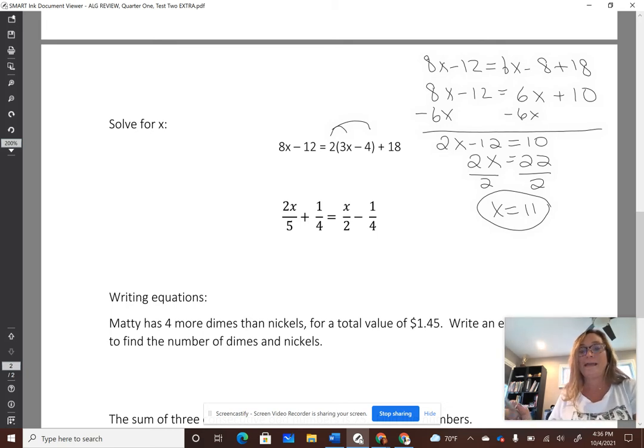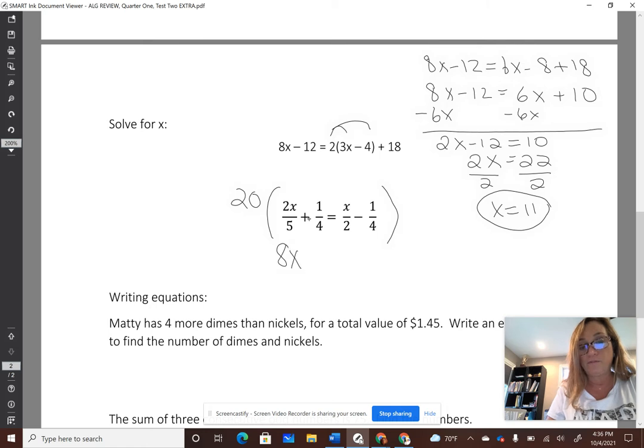Okay? All right, so here, I'm going to eliminate the fractions by multiplying by the whole number 20. I chose 20 because it's the lowest common multiple of 4, 5, and 2. And so 2/5 times 20 is equal to 8. 1/4 times 20 is equal to 5. 1/2 times 20 is equal to 10. And again, 1/4 is equal to 5.